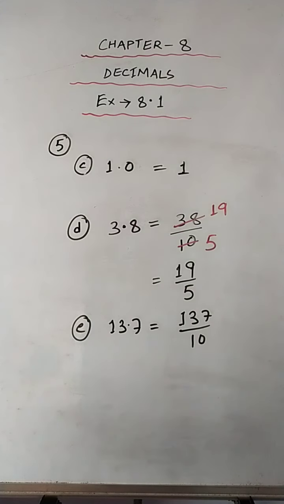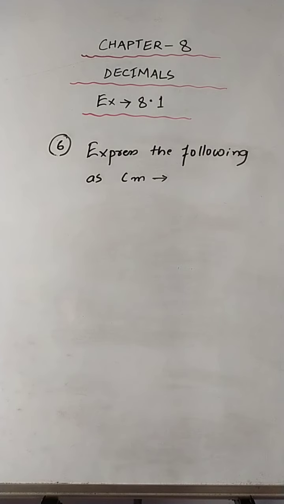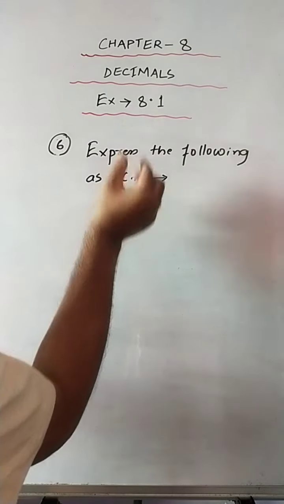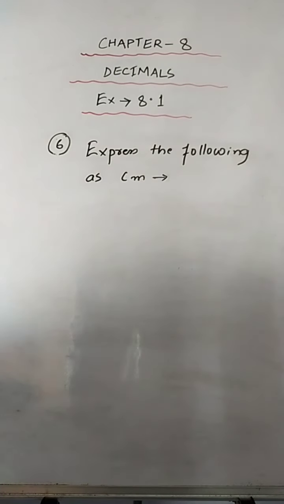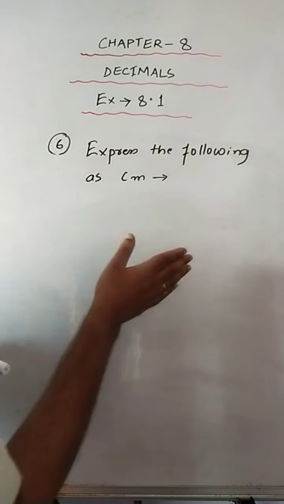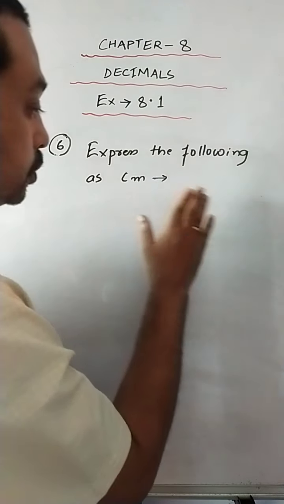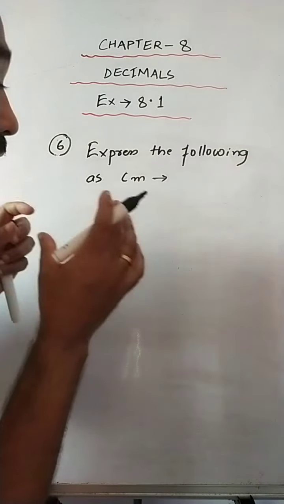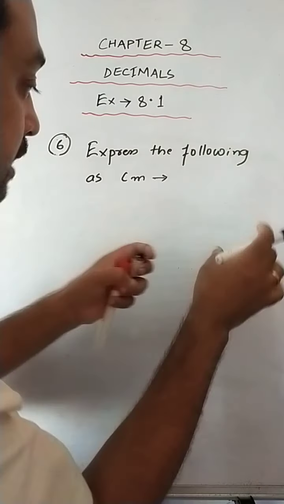Now let's move on to question number 6. Now in question number 6, all the required quantities that they have asked, you have to convert into centimeter form, and most of the sums are given in millimeter form. So you have to change the millimeter form to centimeter form. So the first thing that we'll understand is what is the relation between millimeter and centimeter.